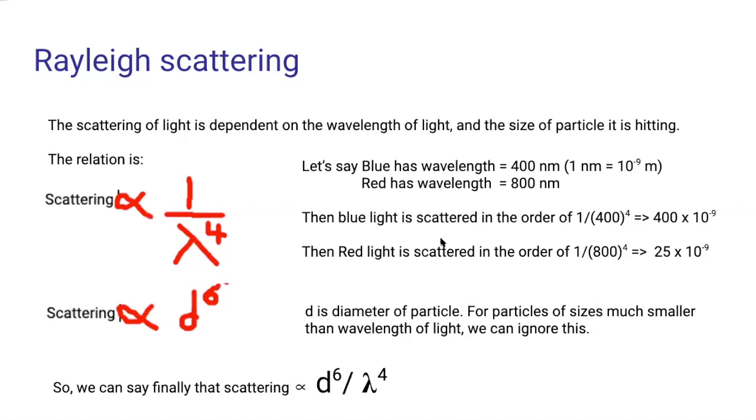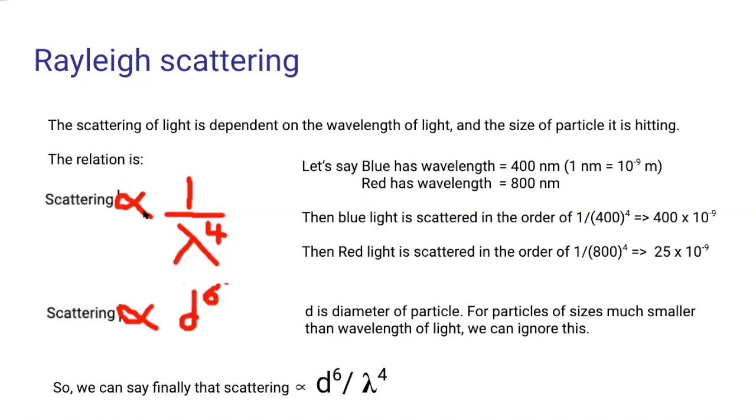What is scattering dependent upon? Scattering is dependent on the wavelength of light, that is the color of light, and the size of the particle it is hitting. It depends on both the things. So how is it dependent on the wavelength? Wavelength is denoted by this symbol lambda. You don't have to learn it, just for the sake of this particular video remember it. So the wavelength is this lambda.